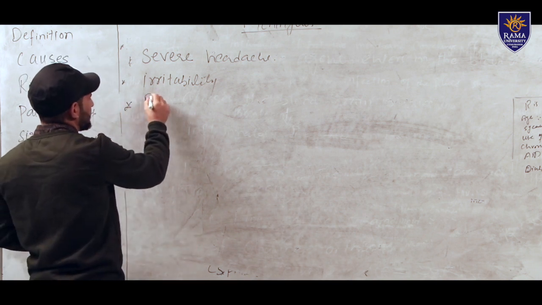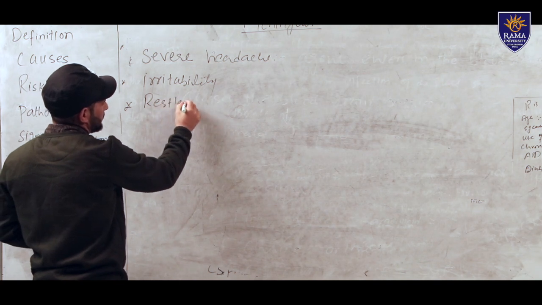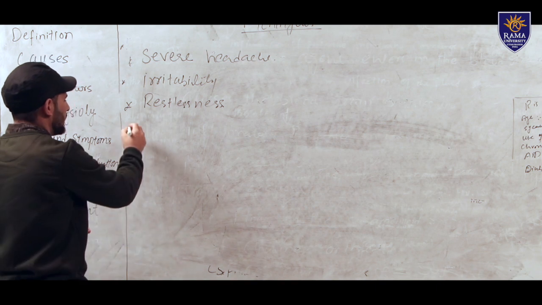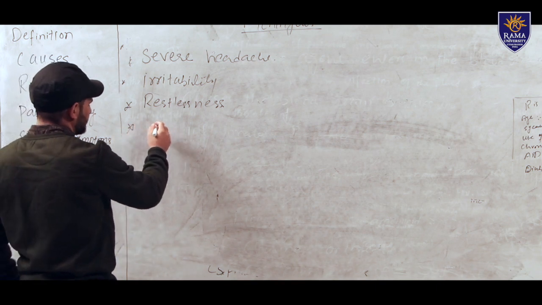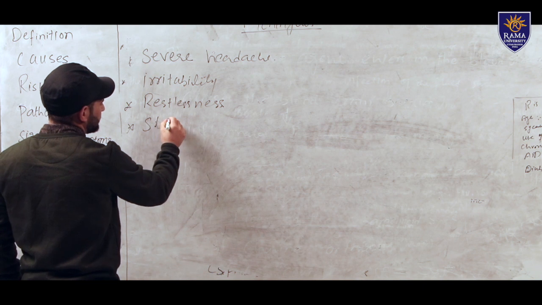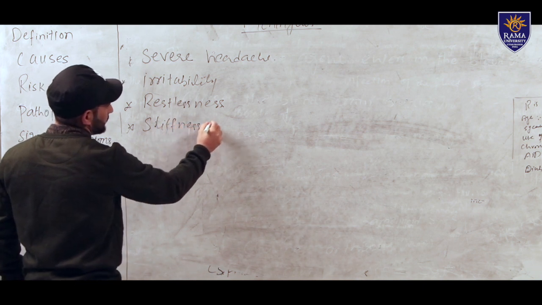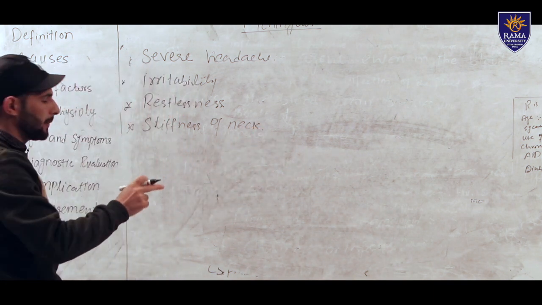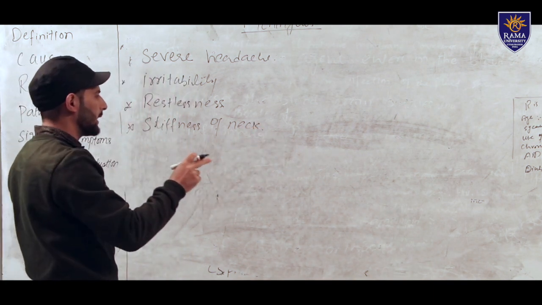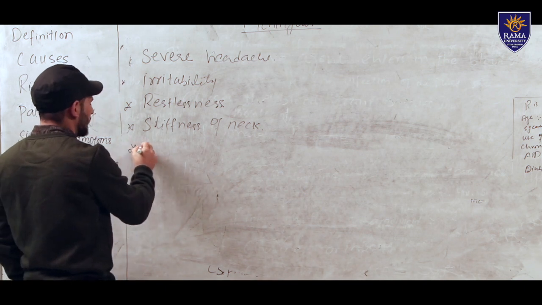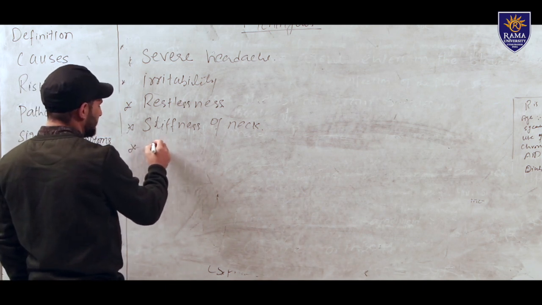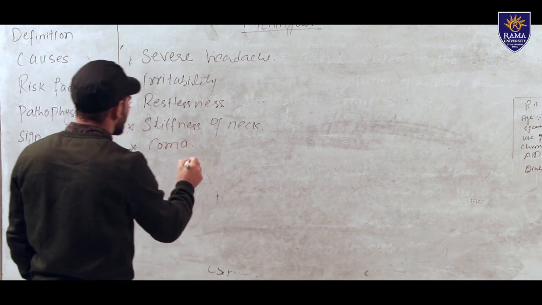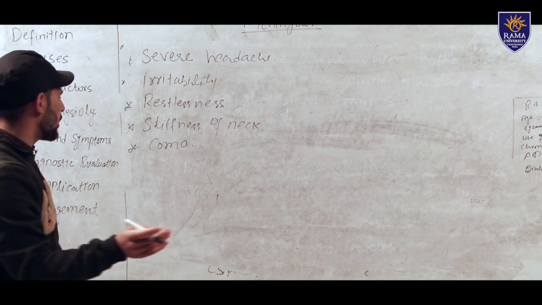Next one is the restlessness. Patient may feel restlessness. And next one is stiffness of neck. This one is the main sign and symptom found in the meningitis patients. After that also some patients go to the coma due to the chronic inflammation in the brain. Some patients may go to the coma.